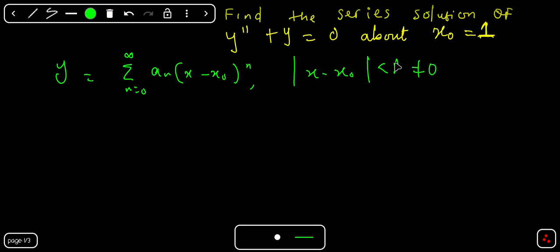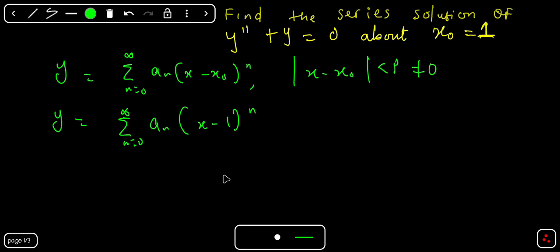We already have x_0, which is 1, since the problem says about x_0 = 1. So what we have now is y equals the sum of n from 0 to infinity of a_n (x - 1)^n. That's good. So what we need now is y''. How do we find y''? If we want to find y'', we must find y' first. Are we together? We must find y' for us to find y''.